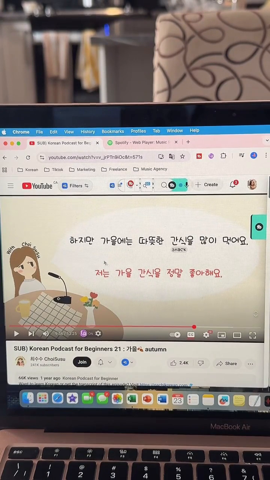So let's continue with the second sentence just right here. So we have 저는, which means me. So you want to use that once again in sentences that are a bit formal. So sentences either ending in 요, 합니다, 입니다.